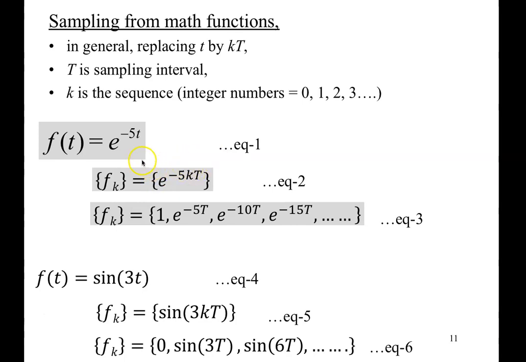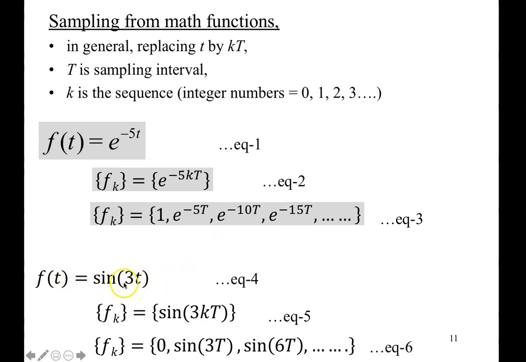You replace the first number, k equal to 0, into here: e to the power 0 gives you 1. k equal to 1, that's e to the power minus 5T. k equal to 2, e to the power minus 10T. k equal to 3, e to the power minus 15T. Now, T is something you predetermine. So if you look at this, inside that bracket, every single component is a number. We're not really dealing with any variables anymore.